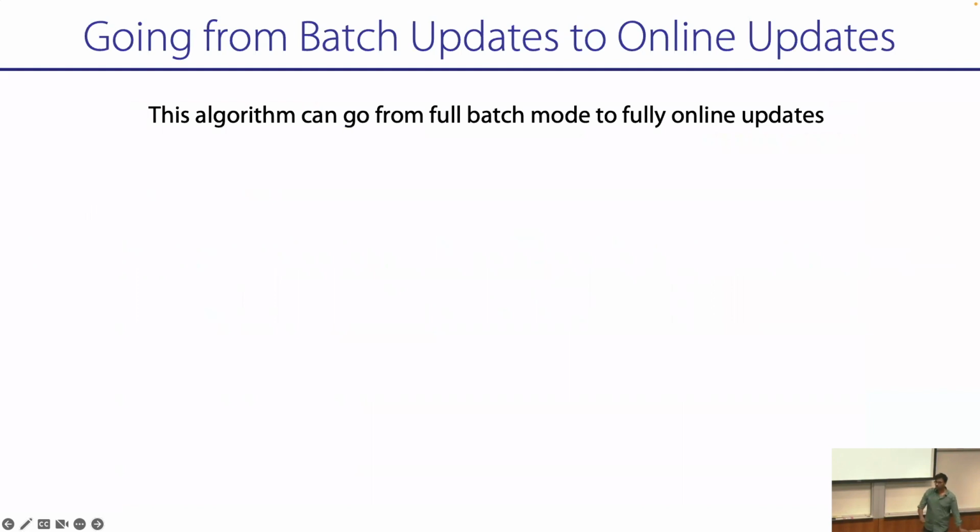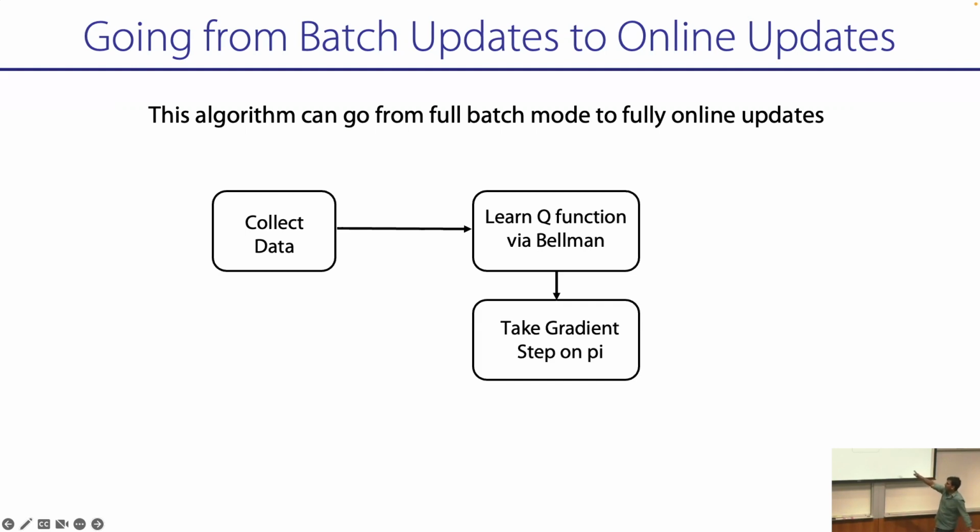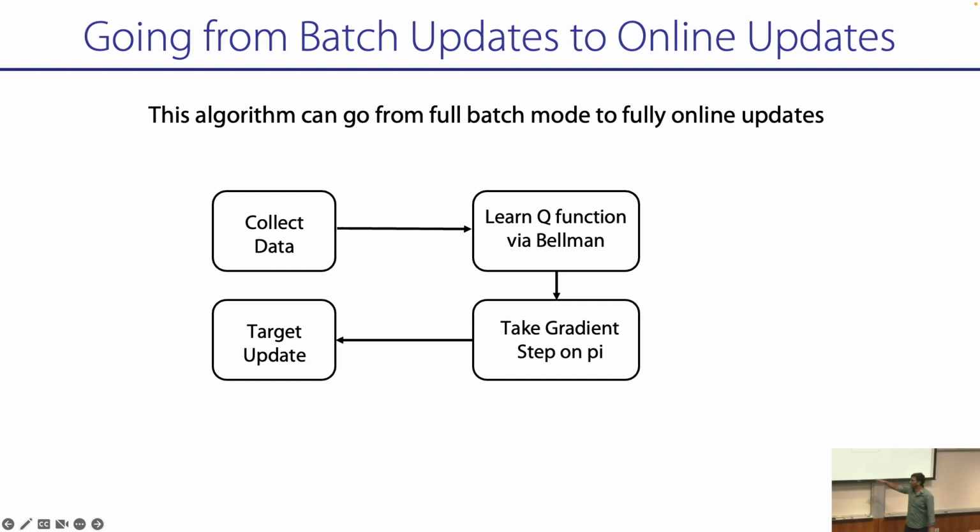The first thing we want to do is go from these batch updates. I was saying we could take many gradient steps on phi and then swap out phi to phi bar, like I was explaining. But instead, what most methods do in practice is online updates. Every time you take a sample, you also do an update. So you collect data, learn the Q function, take a gradient step on phi. By update the target, I mean copy phi into phi hat. The phi on the left side is copied into phi hat, and then you repeat.